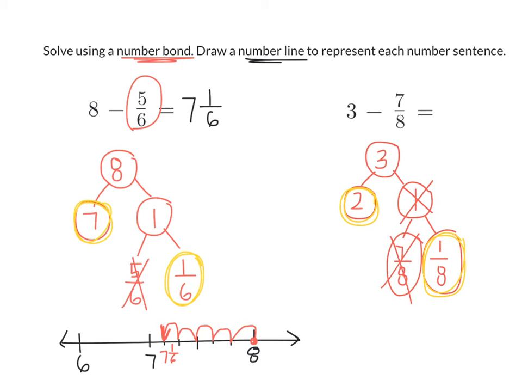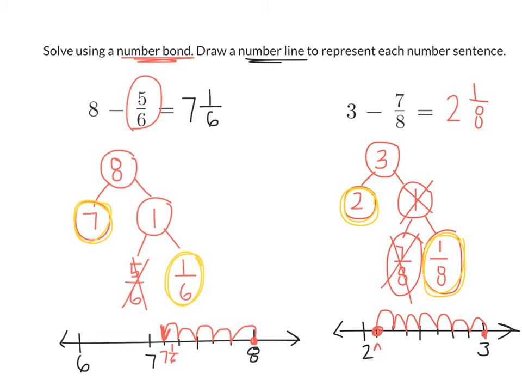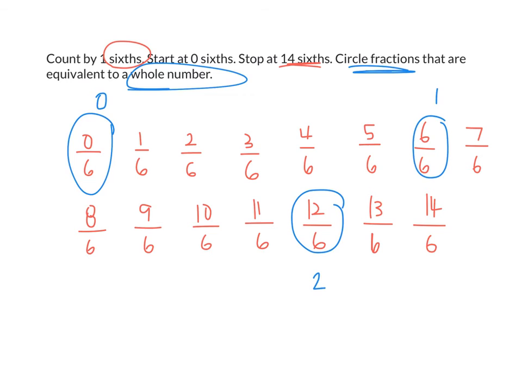Good. Use a number line to show that that's true. Go. Okay, so if I start at 3 and I take away 7/8, I have 1, 2, 3, 4, 5, 6, 7, 8, and I end up right here. Well, that's 2 and 1/8. So I get the same answer using the number line or using the number bond.